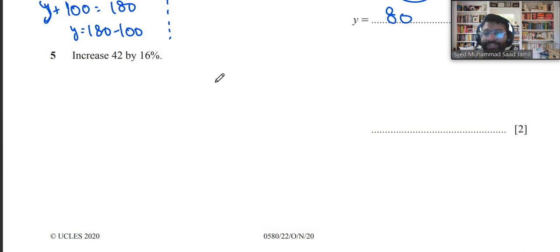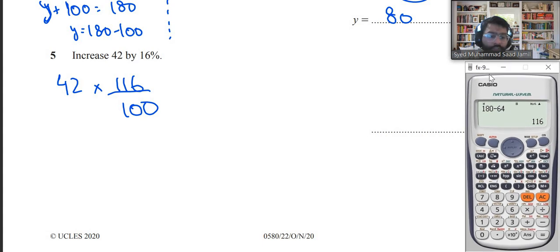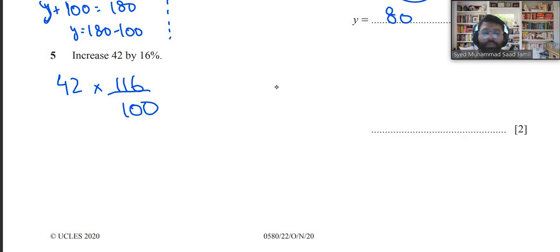Moving on to the next question, says increase 42 by 16%. So you will do 42 multiply by 116 divided by 100. So now let's take out our big guns, which is our calculator. So I will do 42 multiply by 116 and I'm going to divide it by 100. So that is how much? 48.72. So let's just write 48.72.